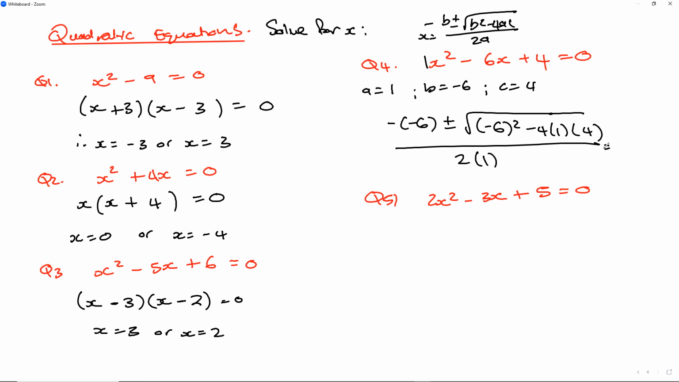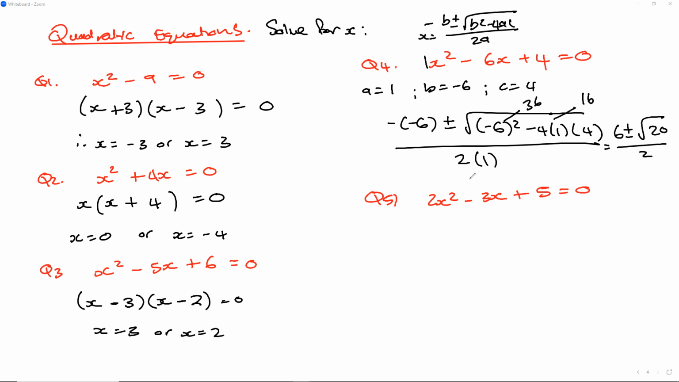What I'm noticing is that this one here is going to become 6 plus minus the square root of 36 minus 16, so that's 20 over 2. And that'll give me two solutions for x.